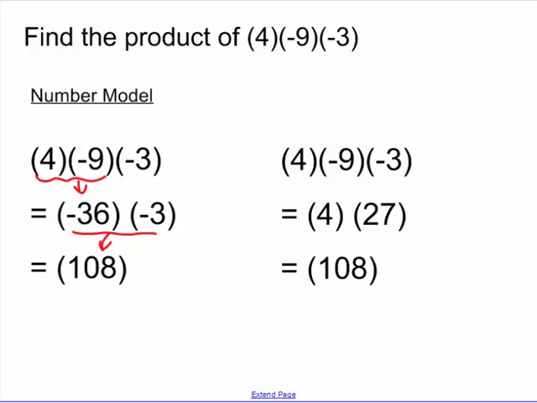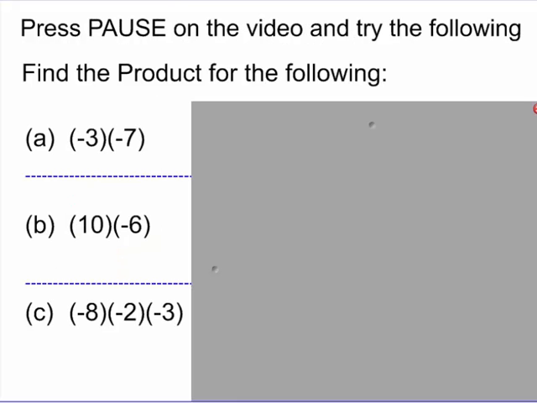Now, I'm going to do the same problem in a slightly different order. This time I'm going to multiply the negative 9 and the negative 3 together, and a negative times a negative will again lead me to a positive. Now I have 2 positives multiplied together, and you'll notice I get the same answer of 108. Okay, if you could press pause on the video and try the following. Find the product for the following 3 questions, so please press pause now.